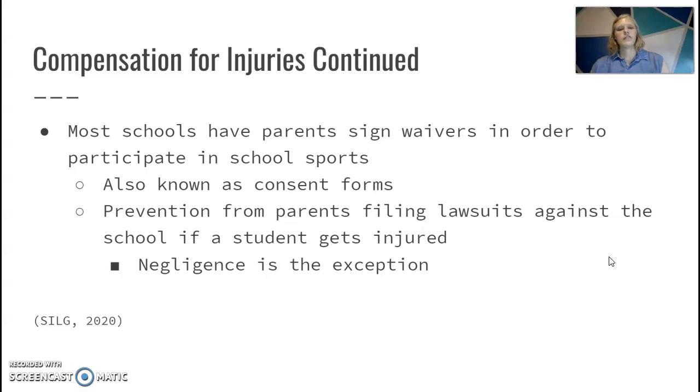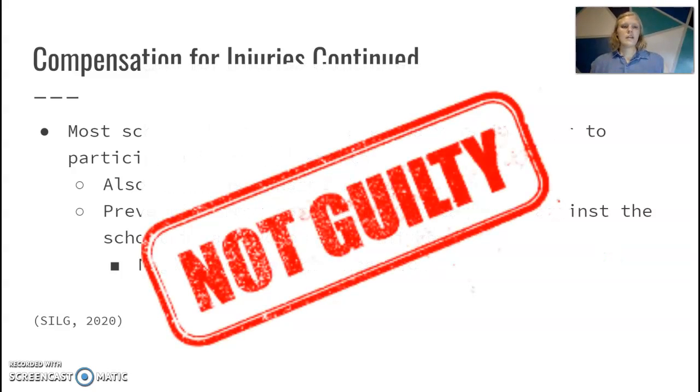Most schools, however, have parents sign waivers in order to participate in sports. This is also known as a consent form. This helps prevent parents from filing lawsuits against the school if their child is injured. However, there is an exception to negligence. So in this case, our school would not be found guilty of this because it was not an injury due to negligence.